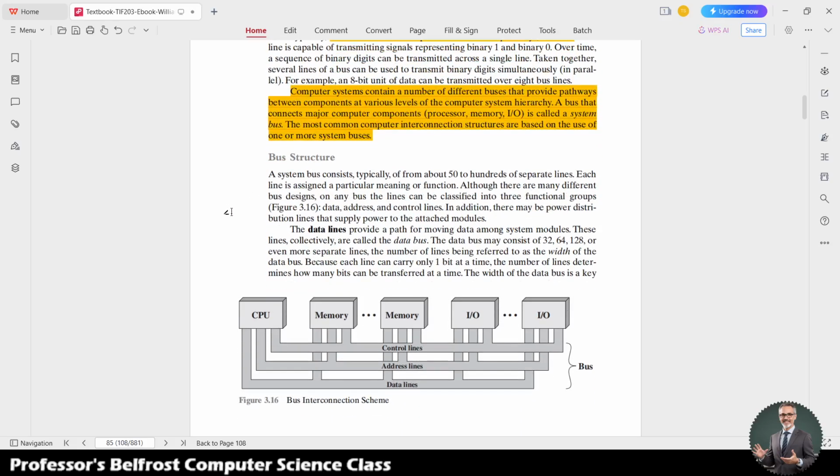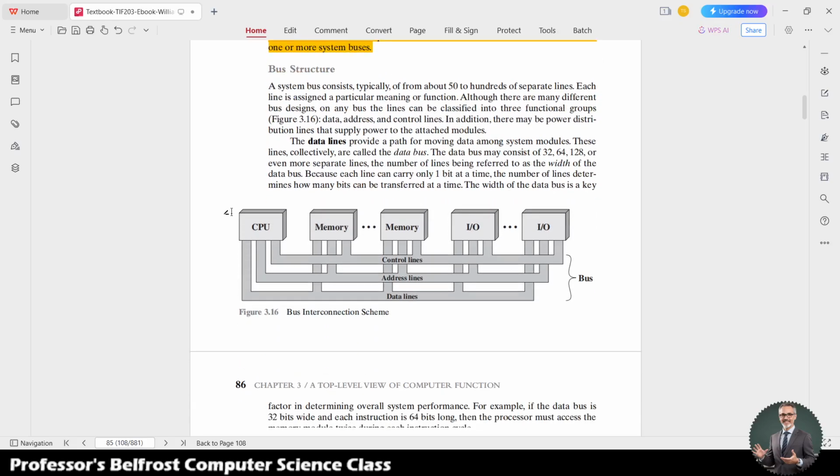Let's look at the bus structure. We have control lines, address lines, and data lines. The three of them are all buses. A system bus typically consists of from about 50 to hundreds of separate lines, and each line is assigned a particular meaning or function. In any bus, the lines can be classified into three functional groups: data, address, and control lines. The data lines are responsible for moving data among system modules.